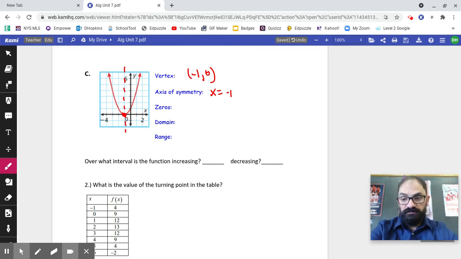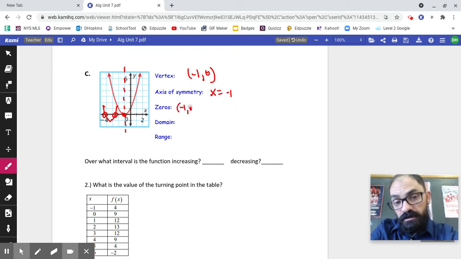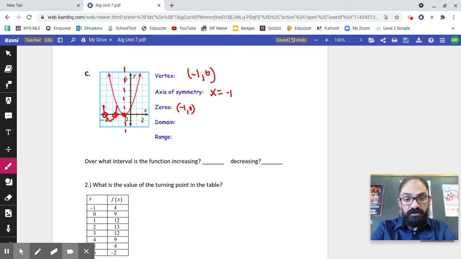The zeros. Remember, in a parabola, you could have 2 zeros, you could have 1 zero, or you could have no zeros. So if your parabola was below the x-axis, you would have 2 zeros. If your parabola lands on the axis like this one does at negative 1, 0, then there's 1 zero. Or you could have a parabola that lies above the x-axis, and in this case, there's no zeros.